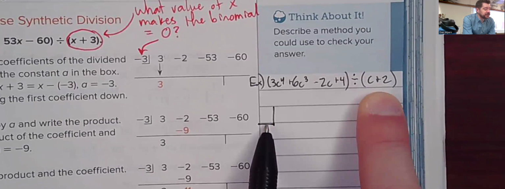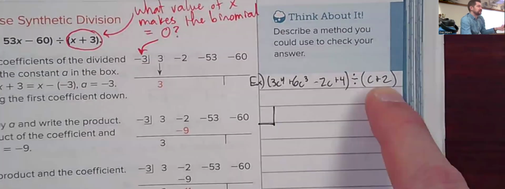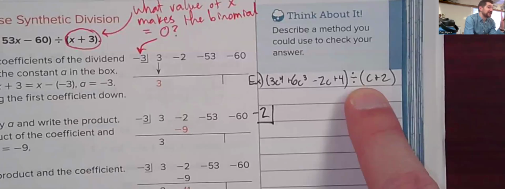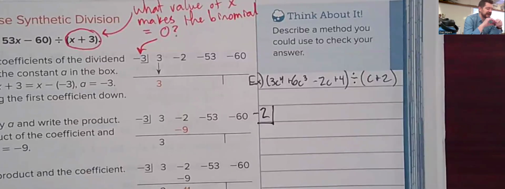So again, this is just what value of c makes this set of parentheses equal to 0? -2, yeah. Or it's just the opposite of whatever number is with your variable there. -2. As long as this variable is by itself, if there's a number in front of it, we'll have to do something different. We'll see that on the next page.